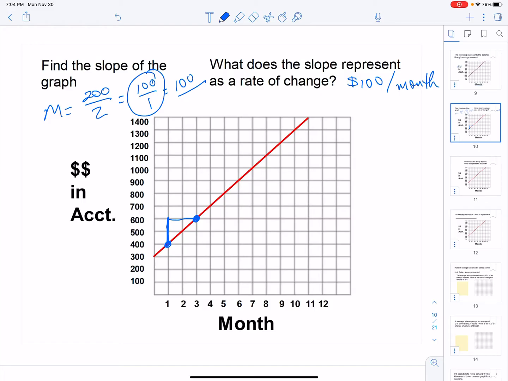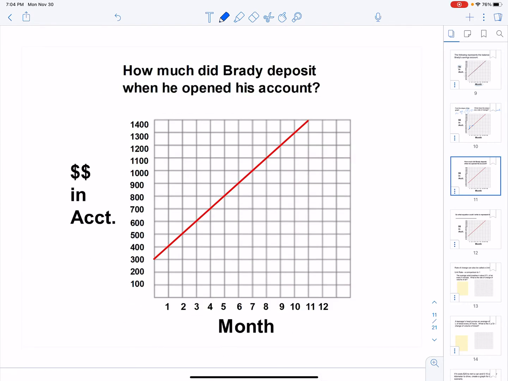Now this next question is going to be kind of interesting. How much did Brady deposit when he opened his account? In other words, at the very beginning of his account, how much money did he put in there? Well, if you look at where the graph started, at 0 months, how much money did he put in there? $300. So this graph also tells us that we started with $300. That was our beginning amount. And what would we call this value right here? It's the place where the graph crosses the y-axis, so this would be called the y-intercept. This 300 is our y-intercept.